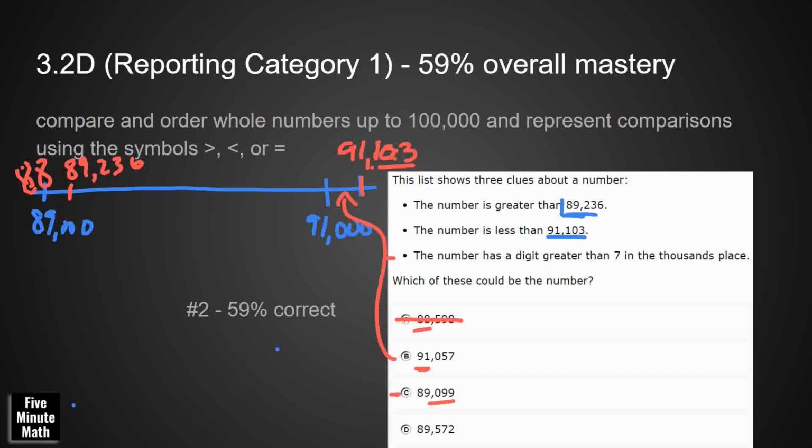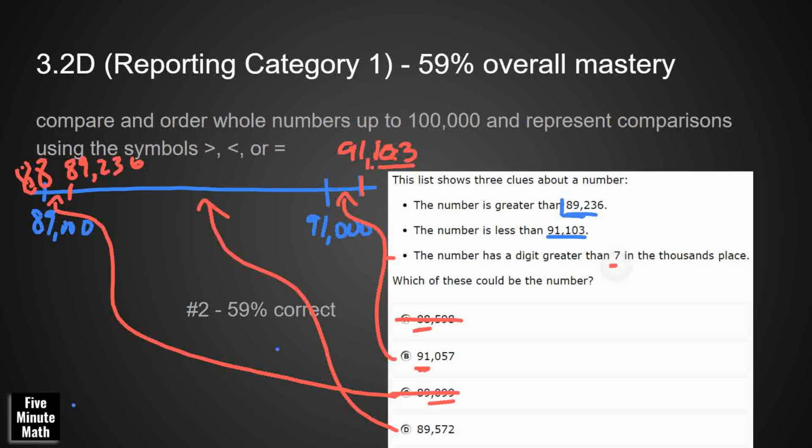89,099. Okay, that's going to work. Well, it's not going to work, because look, the 099 is less than the 236. It comes right here, and that's below, so that's not going to work. And then I've got my 89,572. That's going to come smack in the middle. So really, I have two options. It's going to be a digit greater than 7 in the thousands place. What's in my thousands place? It's going to be my 1 and my 9. My 9 is greater, so my answer here is going to be D.